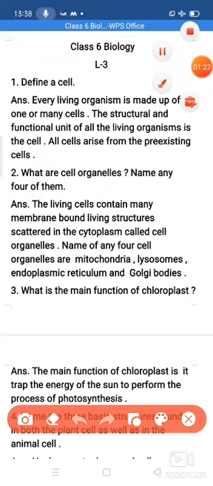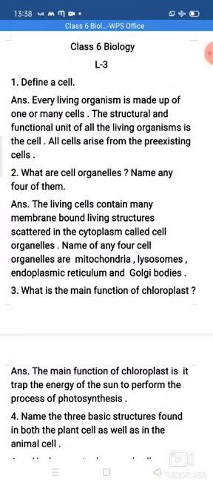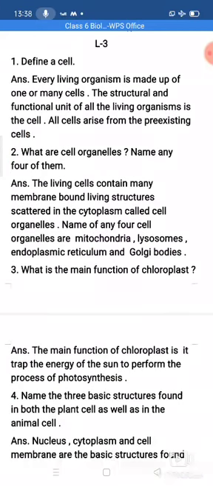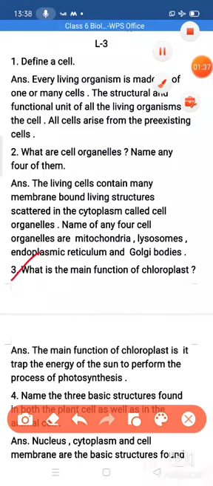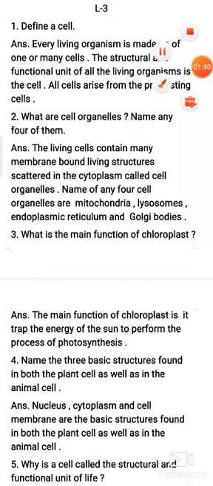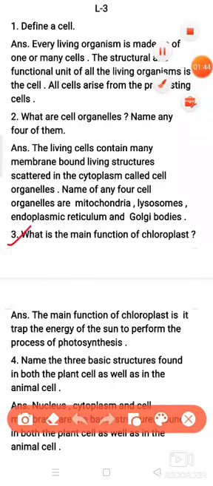This is the second number. What are cell organelles? Name any four of them. I have written the meaning of cell organelle, and I have written four: mitochondria, lysosome, endoplasmic reticulum, and Golgi body. Okay. And next, number 3. What is the main function of chloroplast? Chloroplast, we know, traps the energy of the sun to perform the process of photosynthesis. This is question number 3.